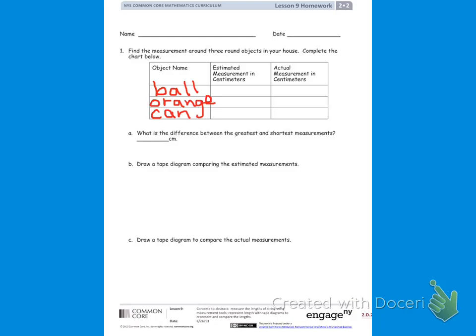On letter A, what is the difference between the greatest and shortest measurements? Whatever number has the largest number of centimeters, we'll write it here. I'll write the word largest here. And whichever one has the smallest goes here. If we're looking for the difference, we're comparing them, and a difference means the answer to a subtraction problem. So we'll take those two numbers and subtract them from one another to get the answer. That is the difference in centimeters and should be recorded on this line.